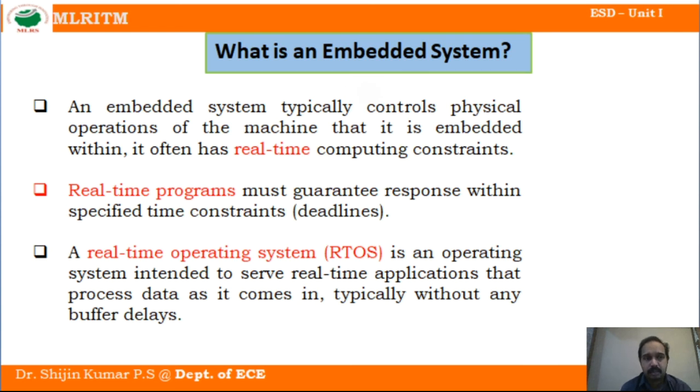So these types of time-specific systems are called real-time systems. In large time-specific systems, we have an operating system inside that embedded system. That is called a real-time operating system. This real-time operating system will schedule tasks and identify the necessity of running a particular program. Everything will be controlled using this real-time operating system. We will study it in the upcoming sessions.